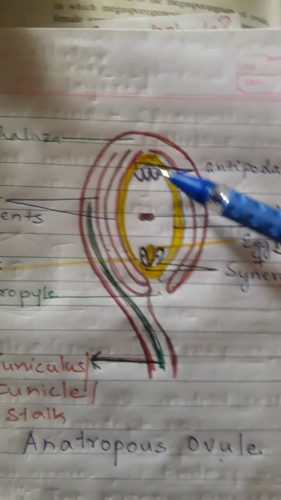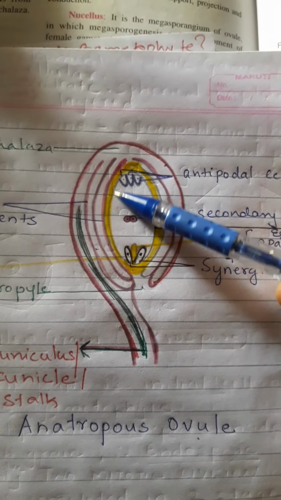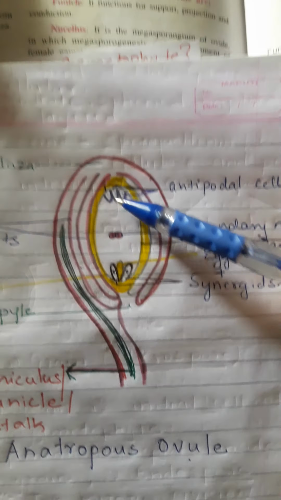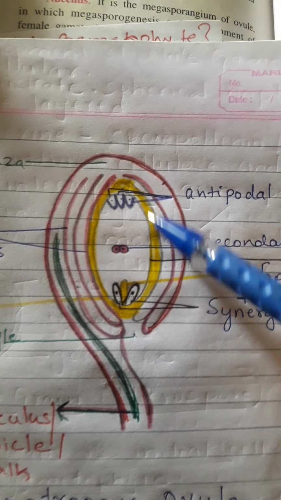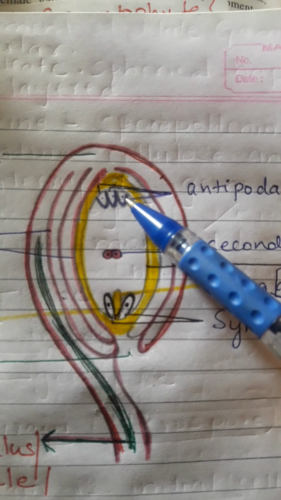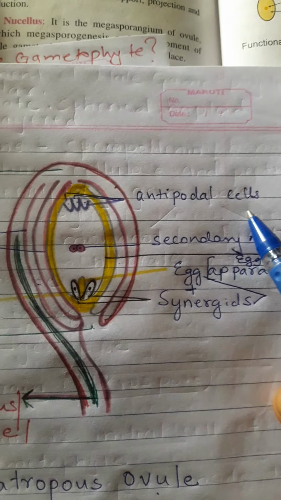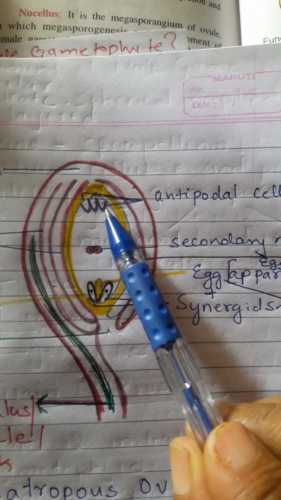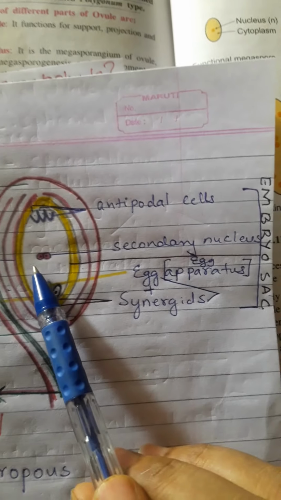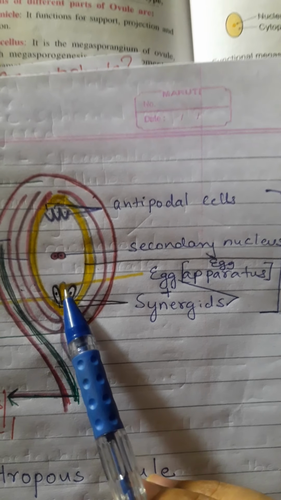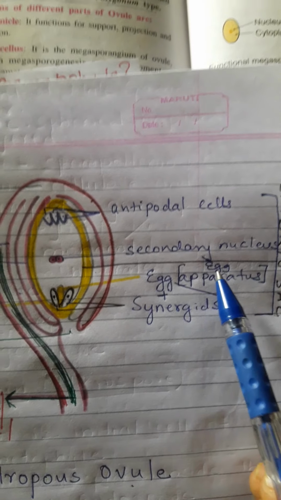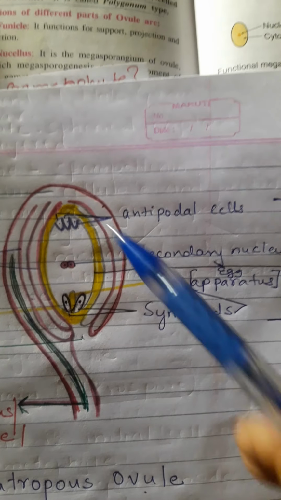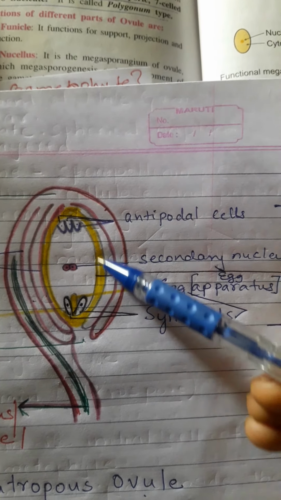Now look at this embryo sac. Okay, could you see this? This is the embryo sac. Now what does this embryo sac consist of? This embryo sac consists of 3 antipodal cells, secondary nucleus, 1 egg and 2 synergids, which is called the egg apparatus. So what is this? This is the embryo sac.